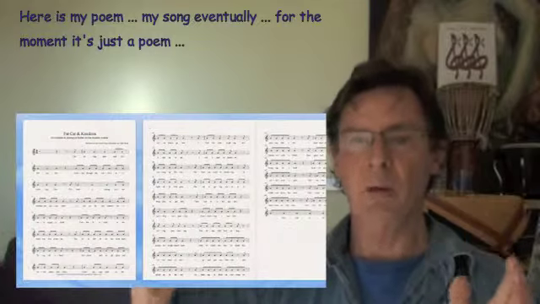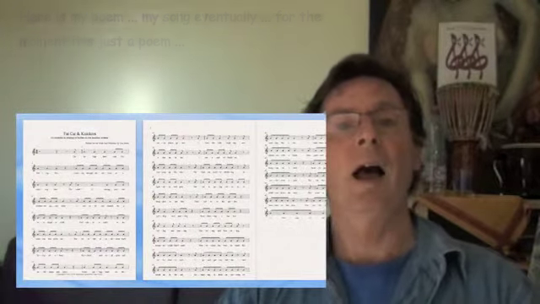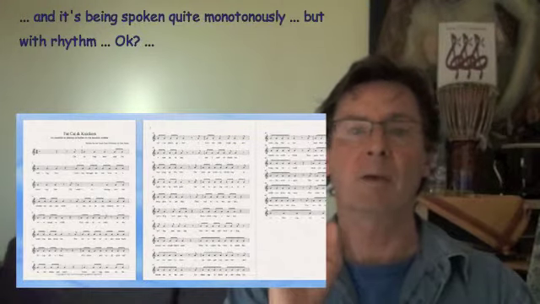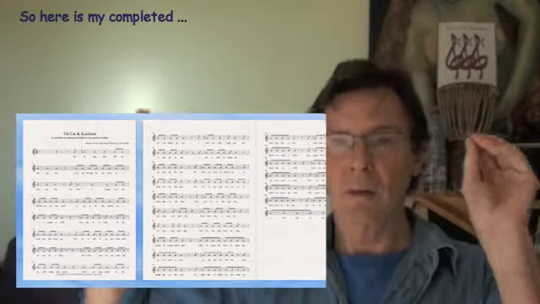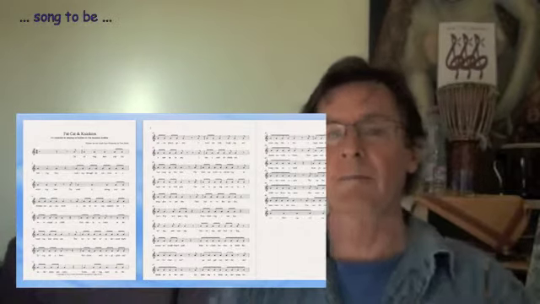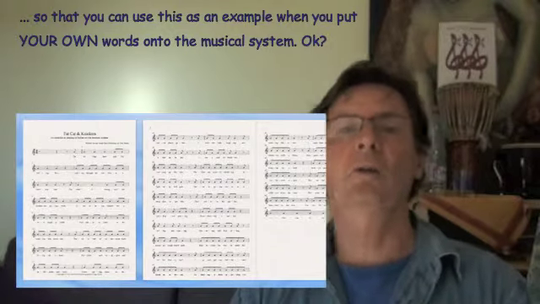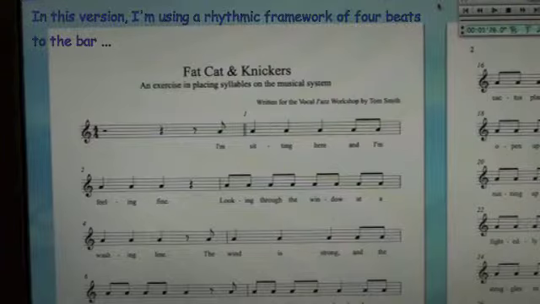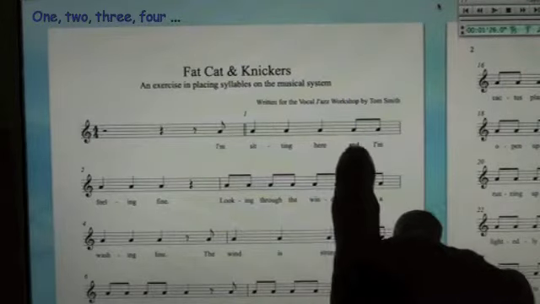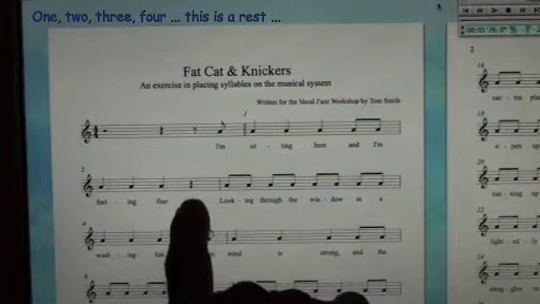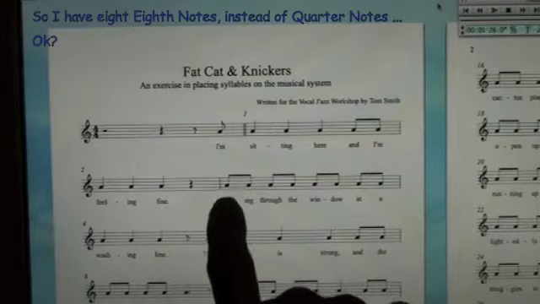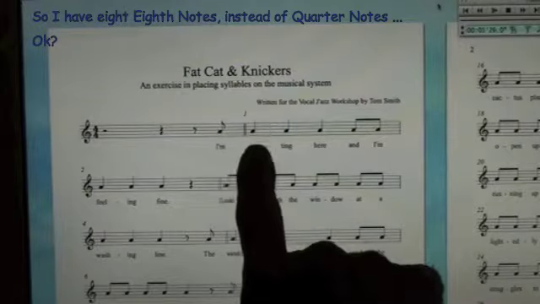Here is my poem, my song, eventually. For the moment it's just a poem, and that's being spoken quite monotonously, but with rhythm. Okay, so here is my completed song to be, so that you can use this as an example when you put your own words onto the musical system. Okay? In this version, I'm using a rhythmic framework of 4 beats to the bar. See? 1, 2, 3, 4. 1, 2, 3, 4. This is a rest. 1, 2, 3, 4. Here the beats have been subdivided, so I have 8 eighth notes instead of quarter notes.